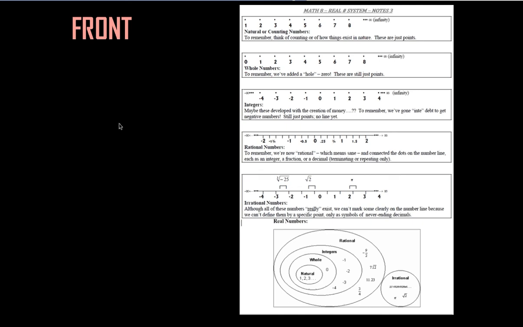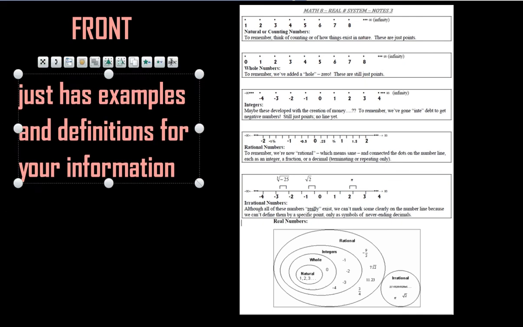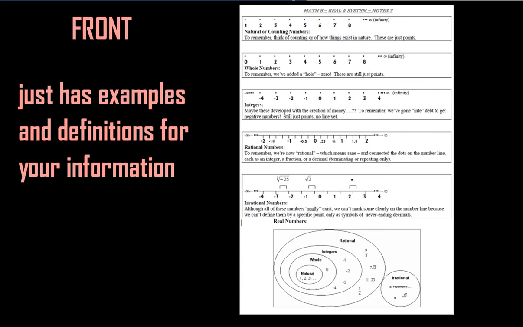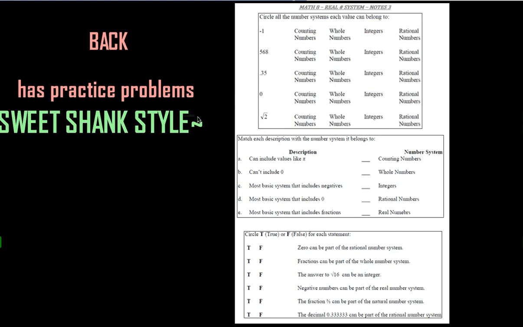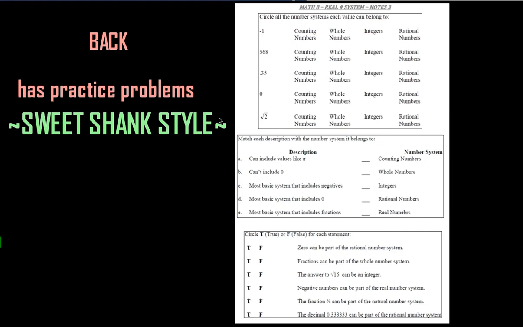So on the front of this page, what you're going to see is just some examples and definitions, so you can have it for your information. Again, it has those breakdowns of those subsets that we talked about, and it has that example at the bottom, that diagram that we did together, where we have the labels and those examples in there as well. However, on the back, it has some practice problems, and that's what we're mainly going to be working on in this video.